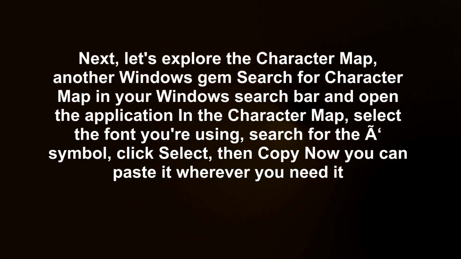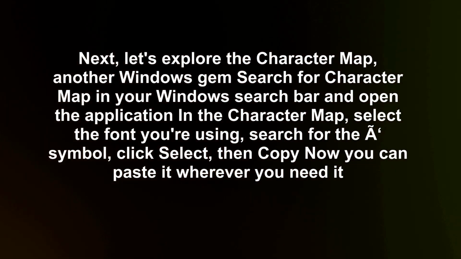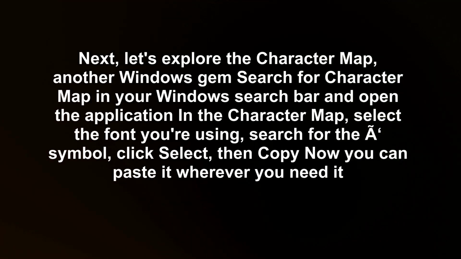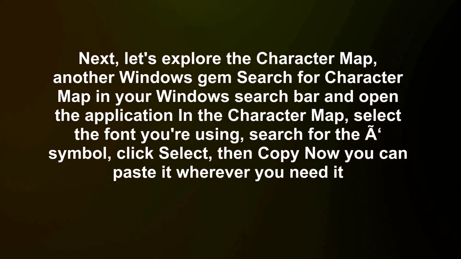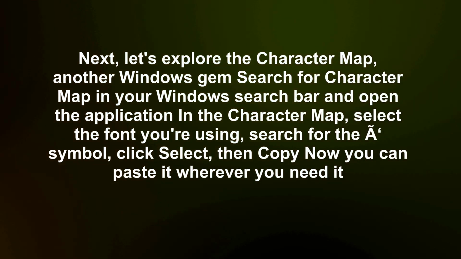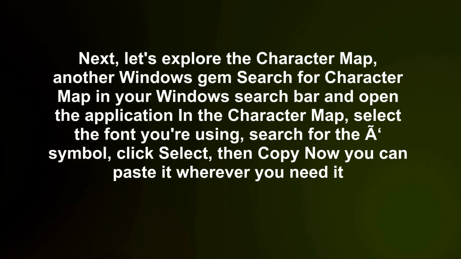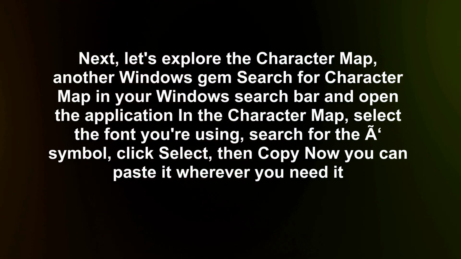Next, let's explore the Character Map. Another Windows gem. Search for Character Map in your Windows search bar and open the application. In the Character Map, select the font you're using, search for the ñ symbol, click Select, then Copy. Now you can paste it wherever you need it.